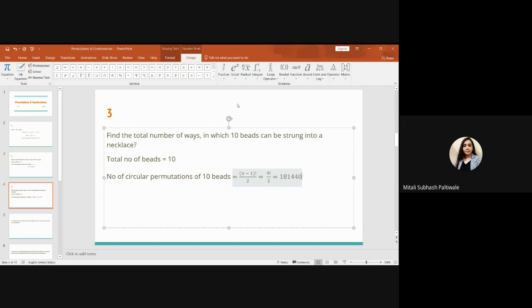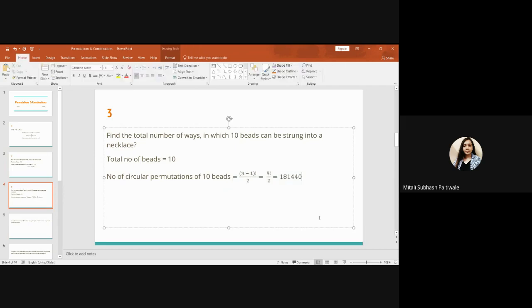That's the thing. Now let's move a little more ahead. This is the only answer which we have got. So these many number of ways to put 10 beads in a necklace. Let's move.